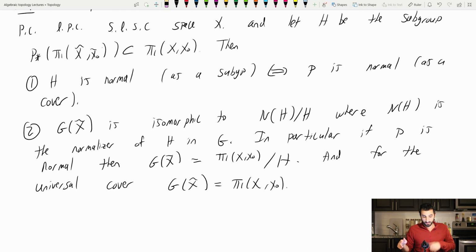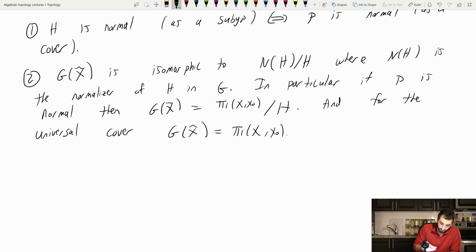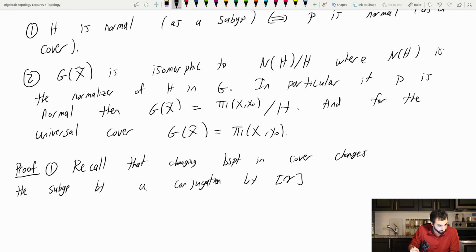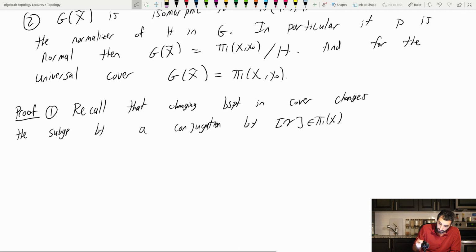Okay, let's prove these. So let's prove one. So recall that changing a base point in the cover changes the subgroup by conjugation. This conjugation is by gamma in pi 1 of X, which lifts to a path between the two base points.